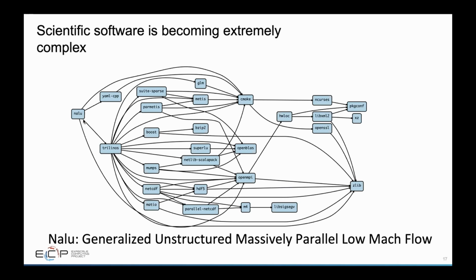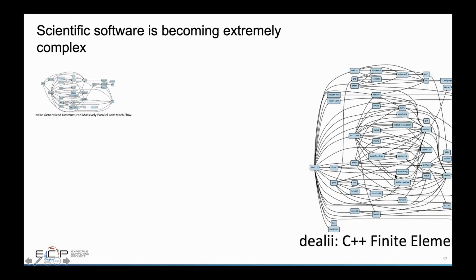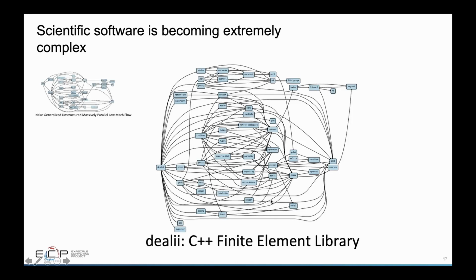Now you can see that Nalu depends on Trilinos, which depends on ParMetis, which depends on Metis, which has these dependencies. And this just complicates the installation when you have so many moving parts. Here is DEAL2, a C++ finite element library. And you can see the complexity of dependencies, whether it is with NetCDF or other packages.